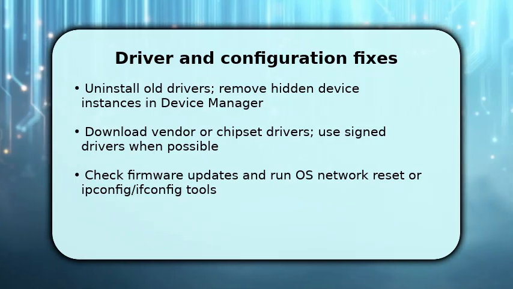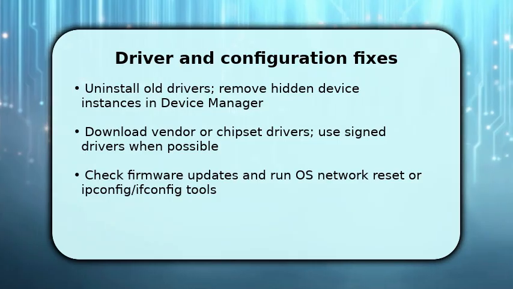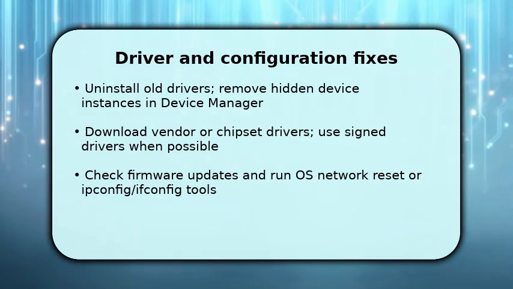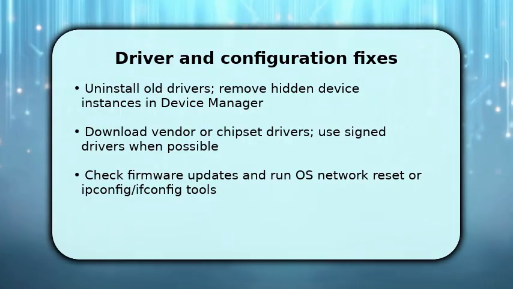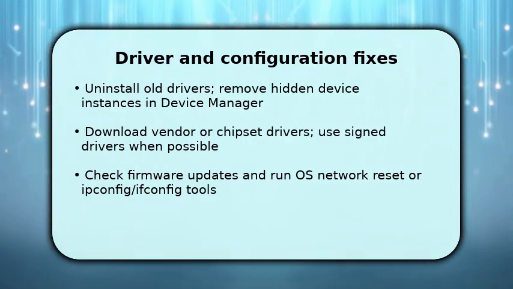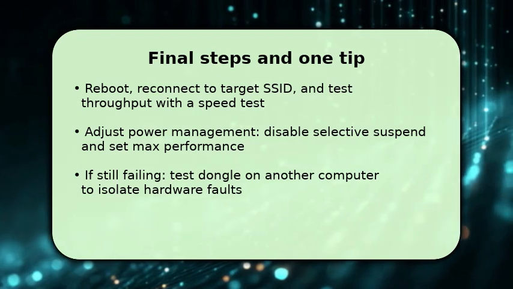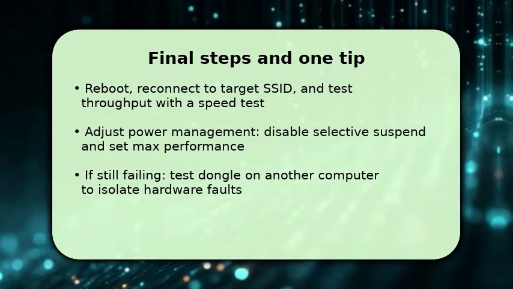mode. If available, flash firmware following vendor instructions because firmware can fix radio and handshake issues. Make sure to run OS network reset and use ipconfig or ifconfig to release/renew addresses. Finish by rebooting the system with the dongle installed, then connect to the correct SSID and validate operation with a speed test or file transfer to confirm throughput.